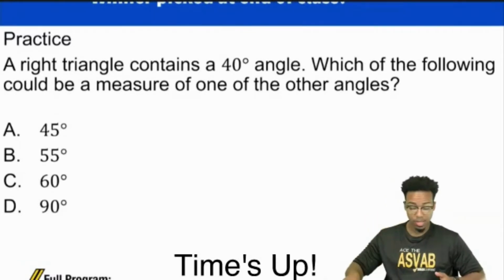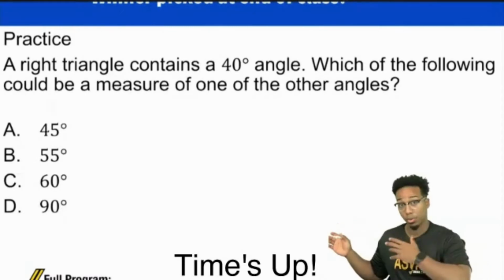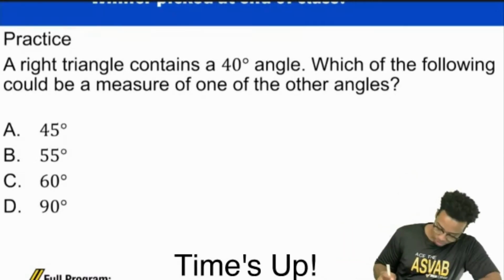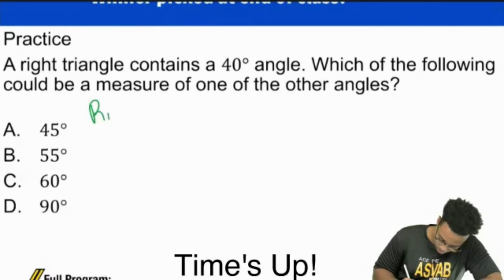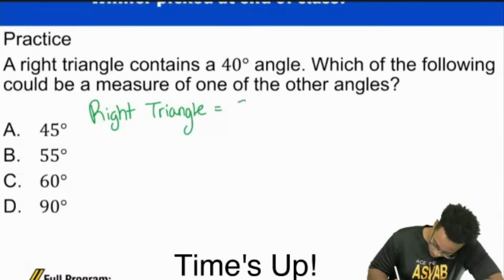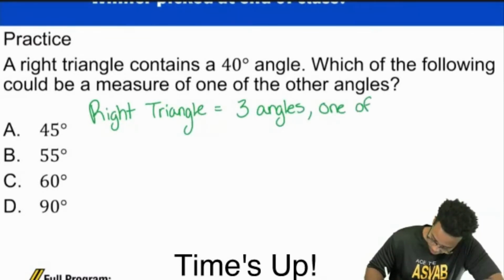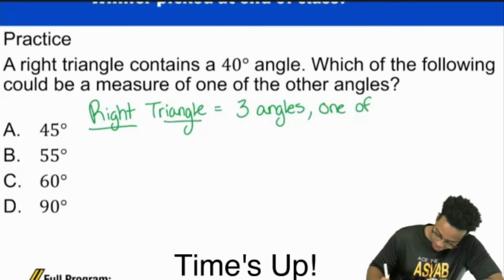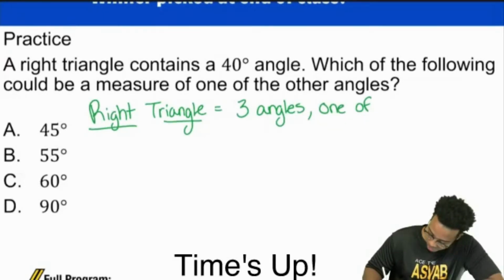So let's go ahead and take these notes down, because you now see this as important. Everybody, when it comes to a right triangle, how many angles does a triangle have? Exactly. So a right triangle still has 3 angles. One of them is a right angle. That's it. It's in the name, right triangle. So 3 angles, one of them is a right angle.